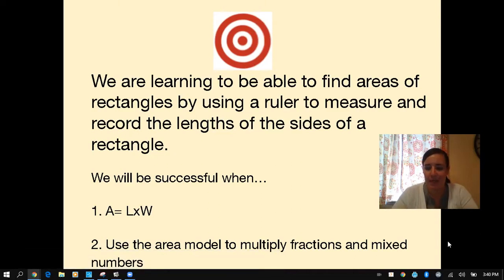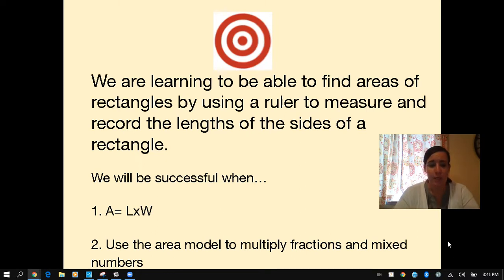We're going to be learning Module 5, Lesson 12, where we're learning to be able to find the area of rectangles by using a ruler to measure and record the lengths of the sides of a rectangle. Now, I recognize that some of you might not have a ruler at home. I was able to do it with a tape measure, but I also included in the video the measurements of each of the rectangles.